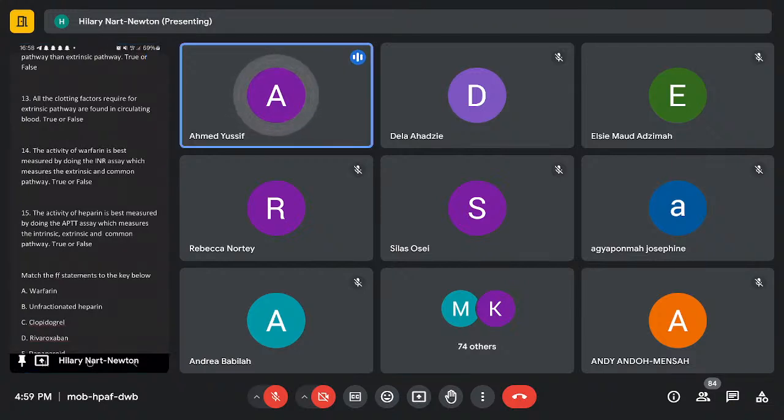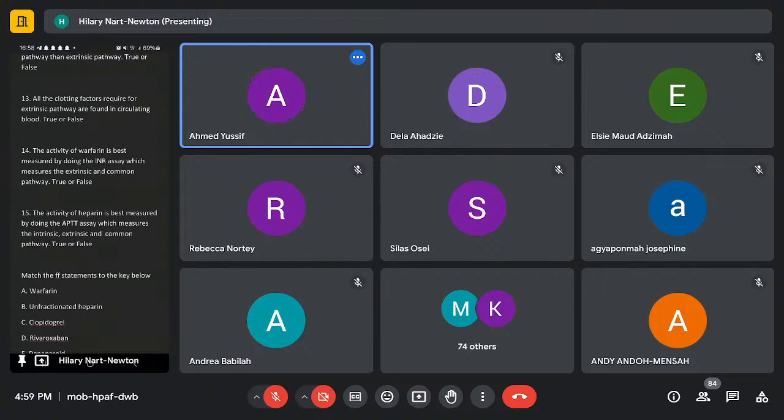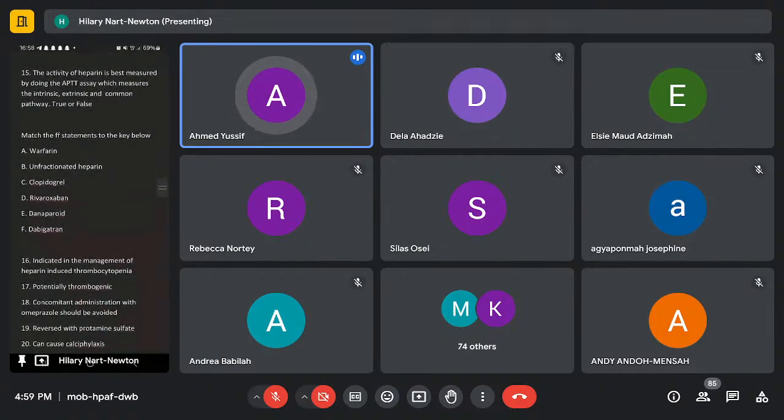So warfarin activity is measured with INR, and the factors that are inhibited by warfarin, most of them are found in the extrinsic and common pathway. So using the INR for extrinsic and common pathway gives a reflection of the activity of warfarin.